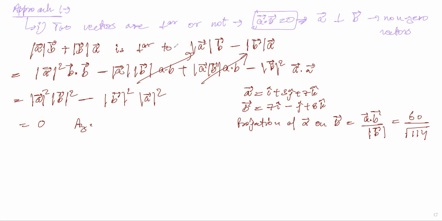Can you give me an example? Very easy example. i dot j. i and j both are perpendicular. i dot j is 0. But i and j are not 0.